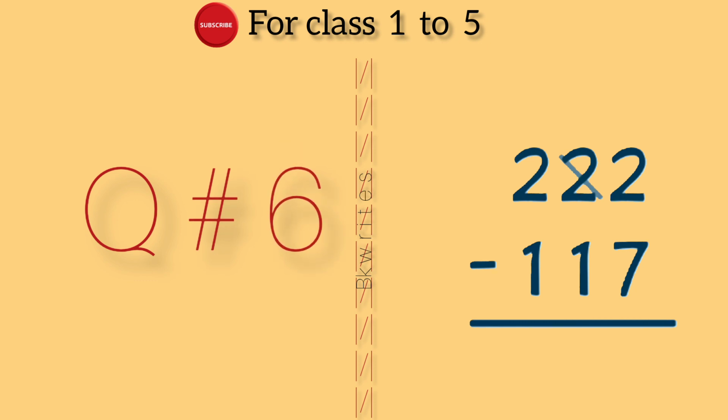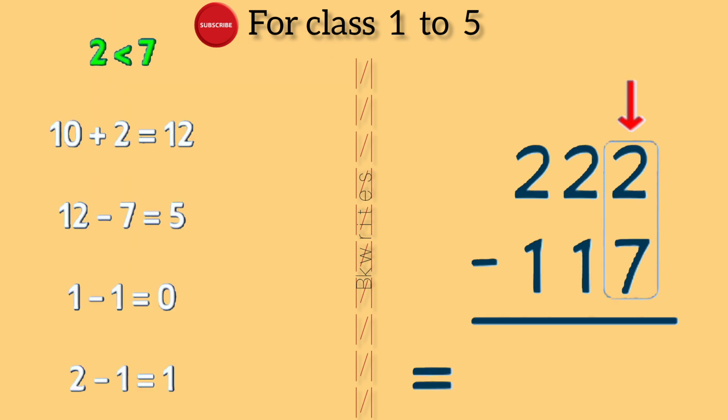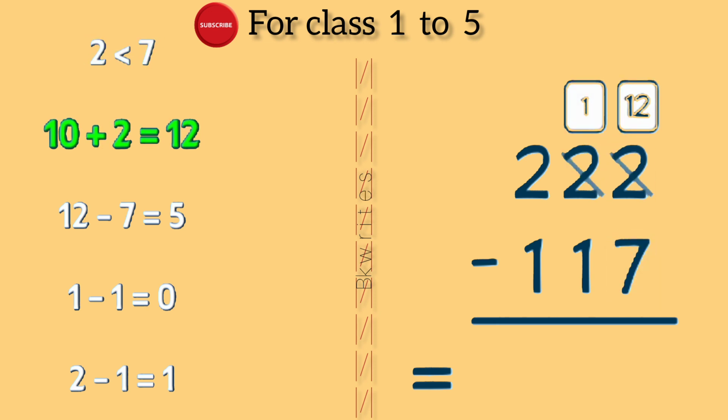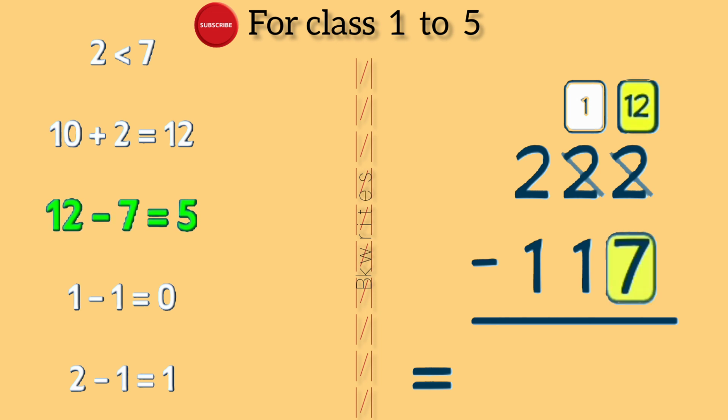Question number 6. 222 minus 117. 2 is less than 7. We get 1 from next digit. And 10 plus 2 is equal to 12. 12 minus 7 is equal to 5.